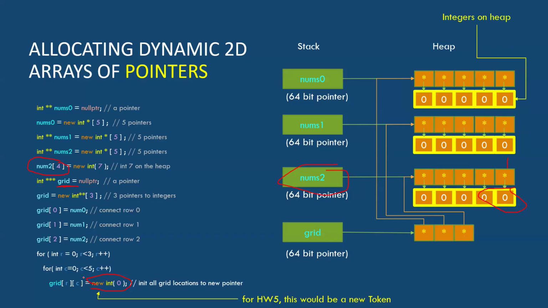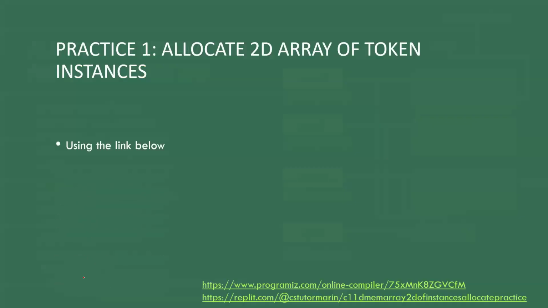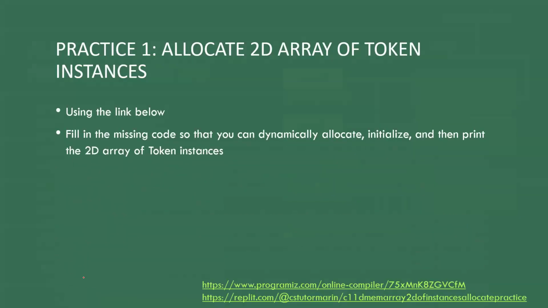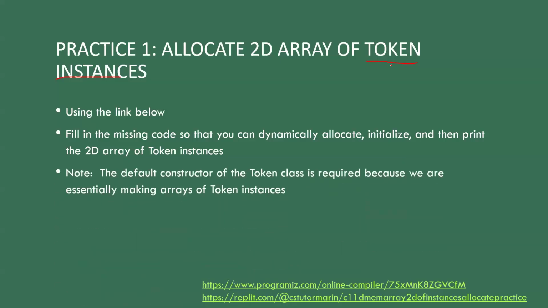So I know this is probably overkill, but I just want to show it to you five different ways so you kind of get a sense of it. So let's see if we can actually do this one together. Let's allocate a 2D array, in this case of token instances. So our literal instances are going to be inside of the array. Not exactly like homework 5, but pretty darn close. So let's go in and look at the code together.